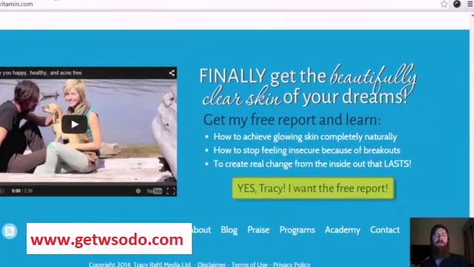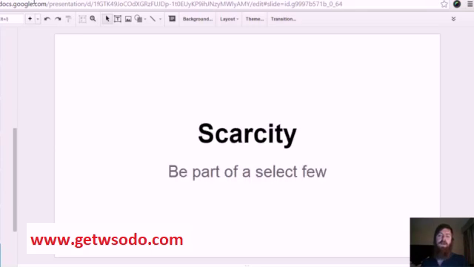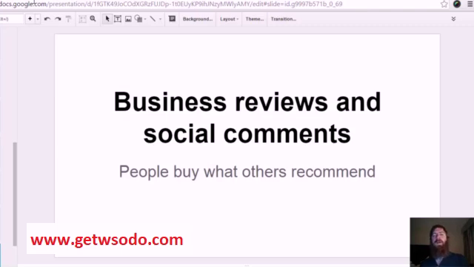But yeah, if you use urgency, you want to do it in a manner that is congruent with your products. You don't want to force urgency, but at the same time, if you can, ring those alarm bells in people's brains to purchase or to fill out your lead form. It works really well. Scarcity, I mentioned this. It goes back to urgency.